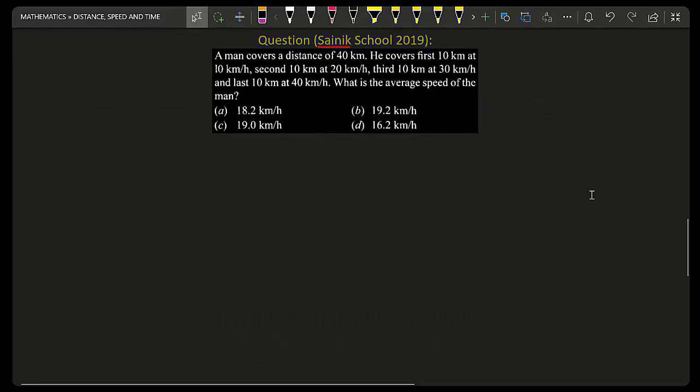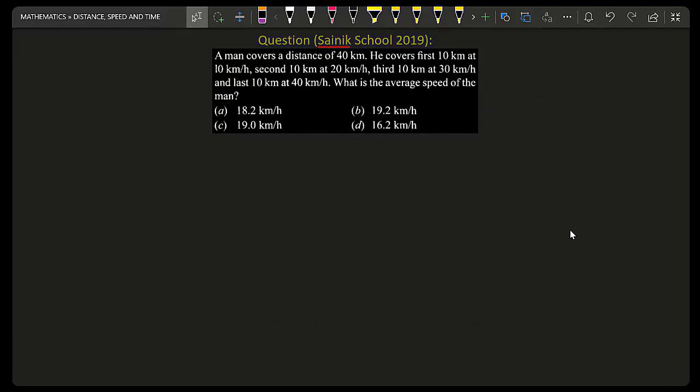A man covers a distance of 40 kilometers. He covers first 10 kilometers at 10 kilometers per hour, second 10 kilometers at 20 kilometers per hour, third 10 kilometers at 30 kilometers per hour, and last 10 kilometers at 40 kilometers per hour. What is the average speed of the man? Who is going to answer this? Raise the hand if you want to answer.